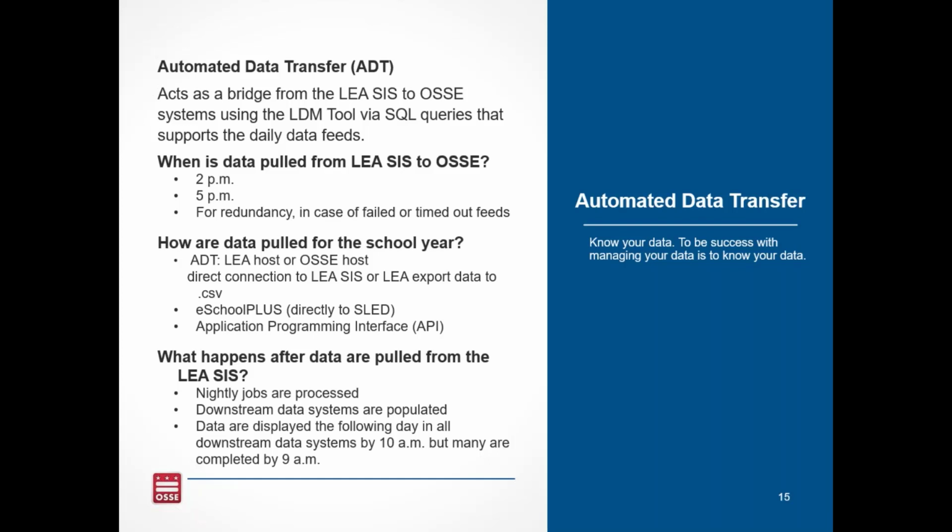All right. Back to ADT. Once again, these are nightly jobs that kick off. Once we pull the data and process it, we'll send it to our downstream systems that Leah animated earlier. The data are displayed in our downstream systems. Typically, 98% of our systems are ready by 9 a.m. in the morning. The last one being 10 a.m. in the morning.